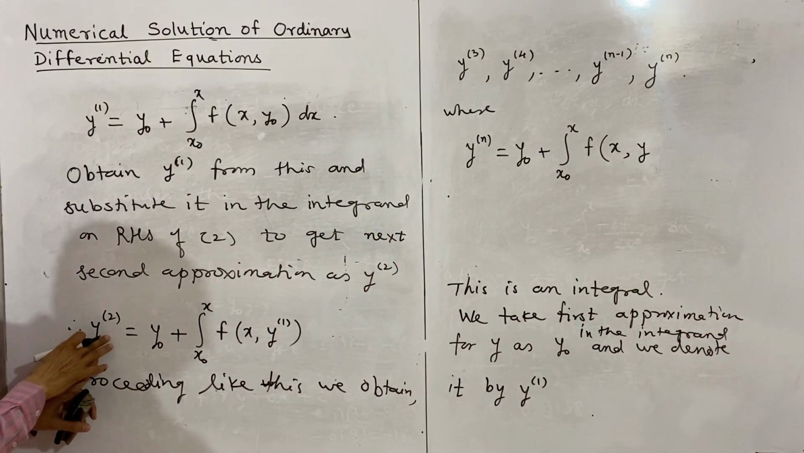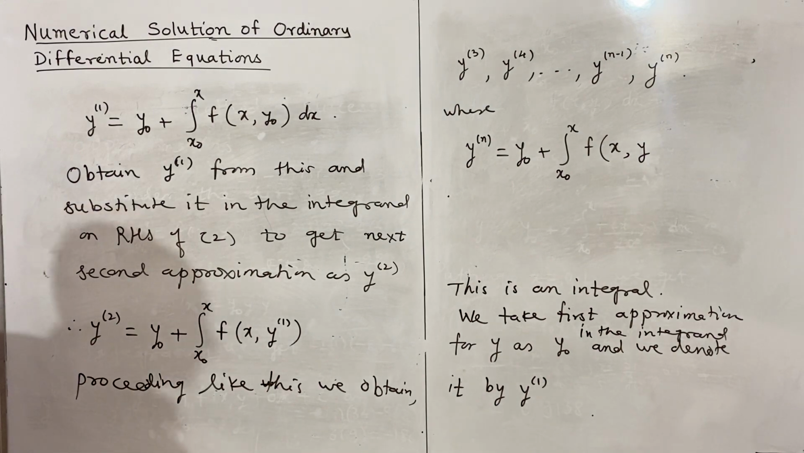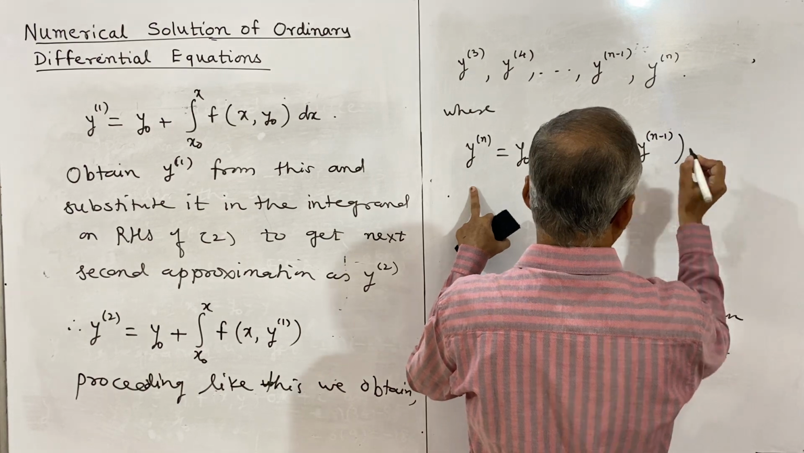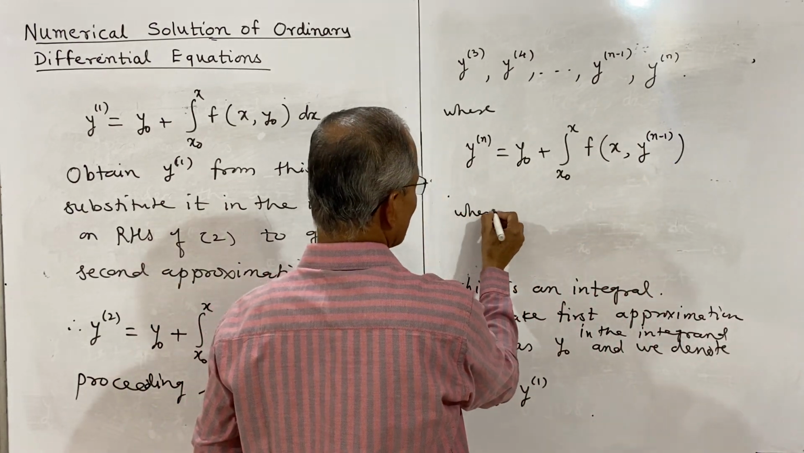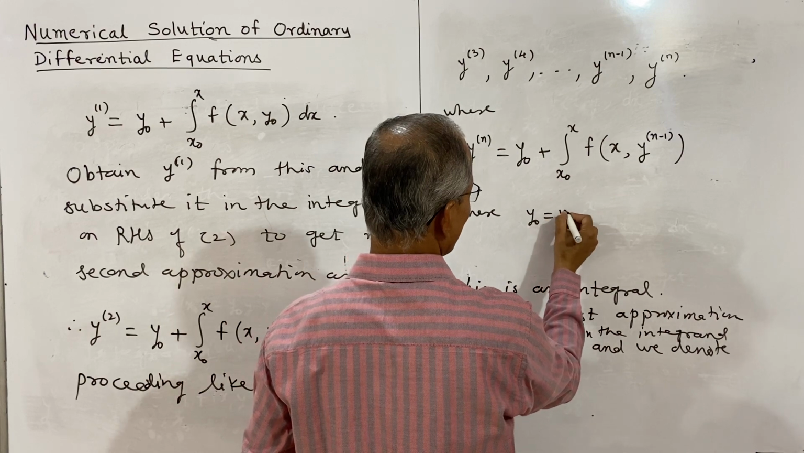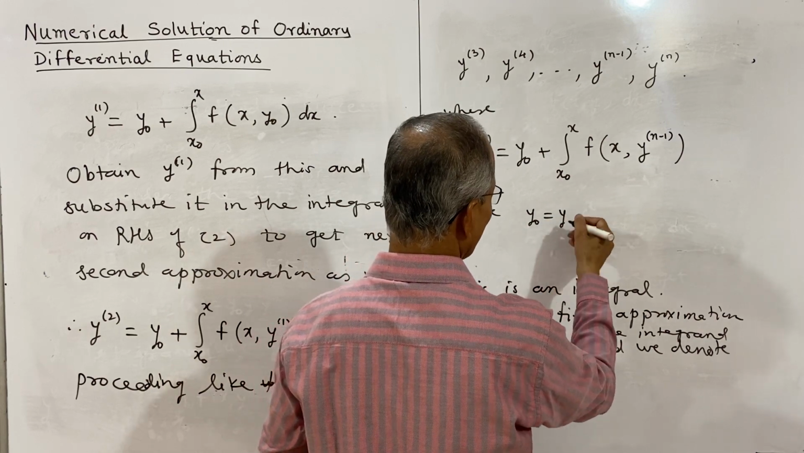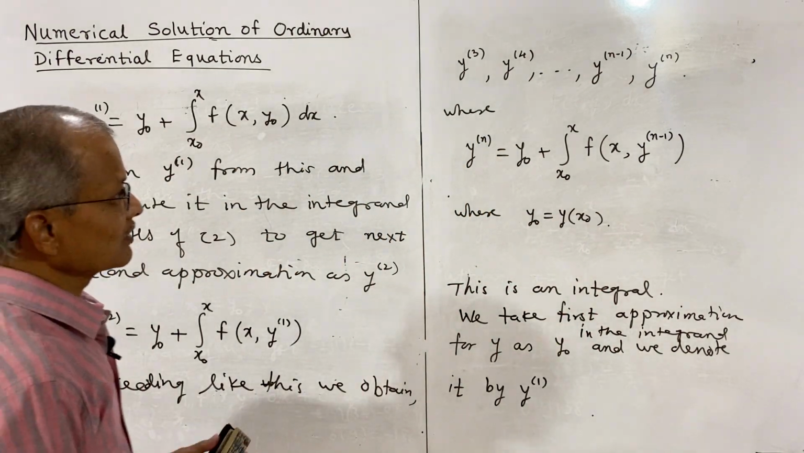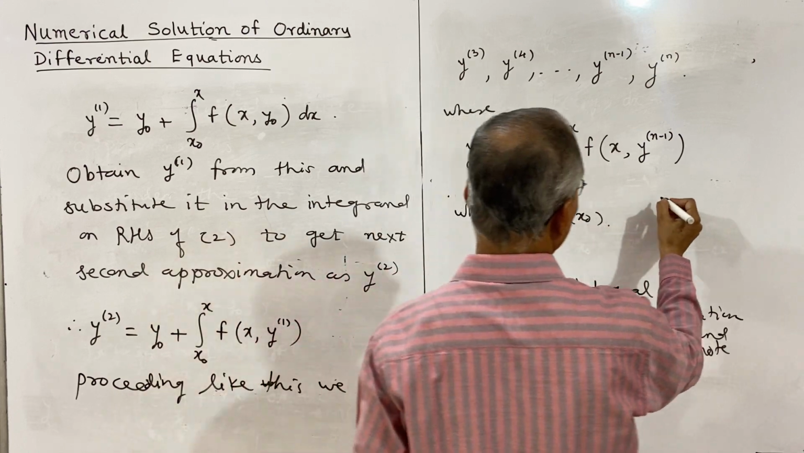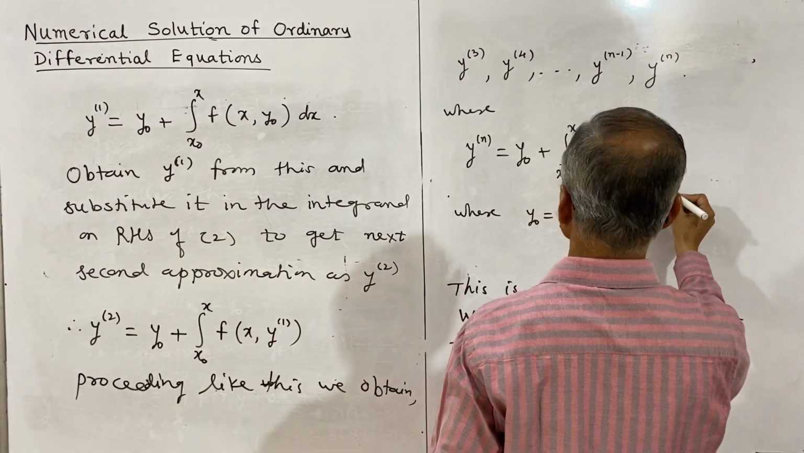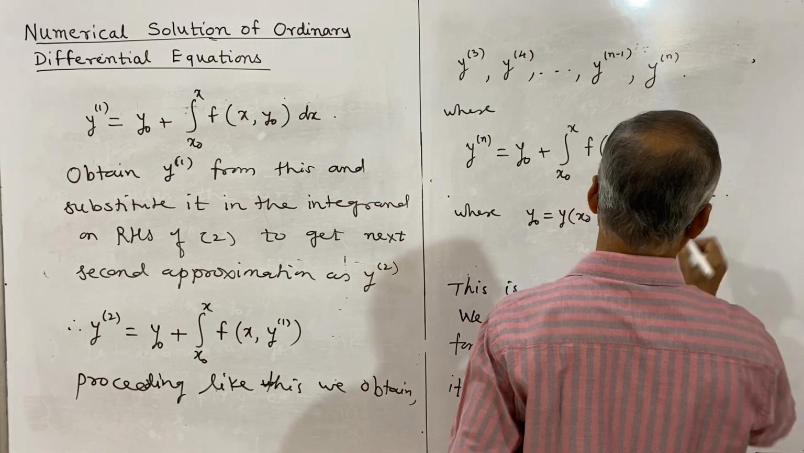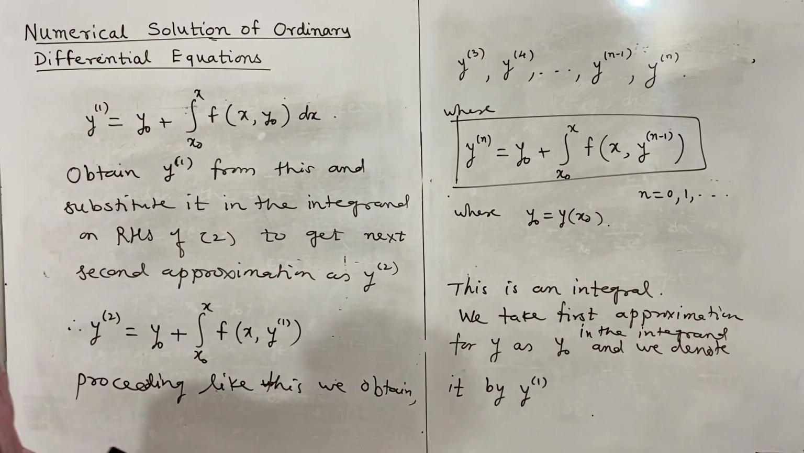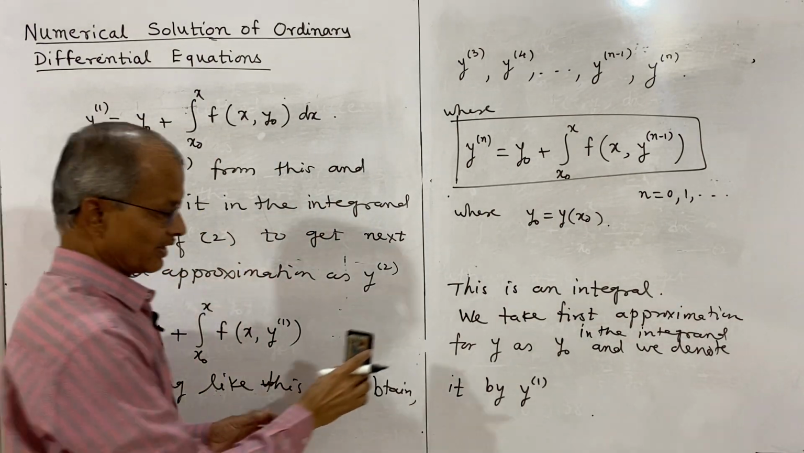See here, second approximation, here y is the first approximation, here nth approximation, and this value of y will be the n minus 1th approximation, and where this y naught is the initial approximation, y naught is y at x naught, so that is the initial condition. And thus this is the formula for Picard's successive approximation. N takes values 0, 1, 2, etc. So this formula we have to remember.